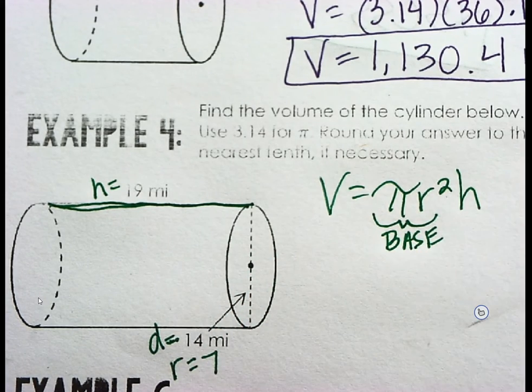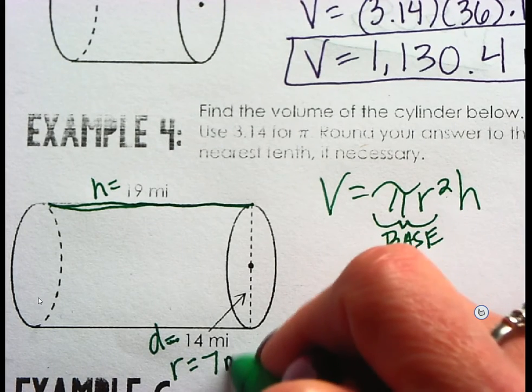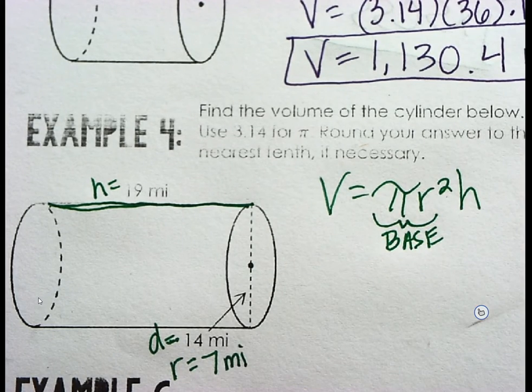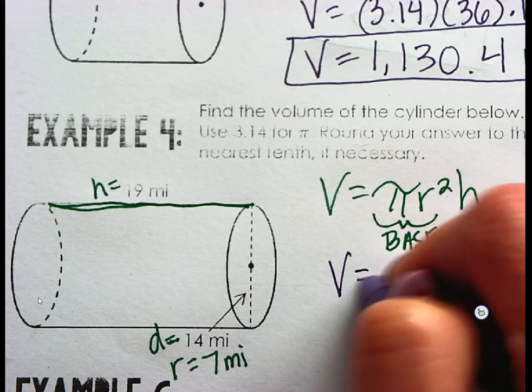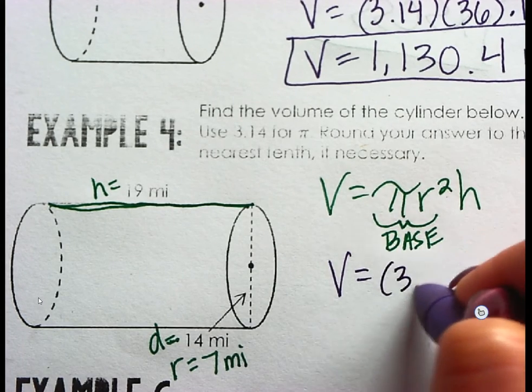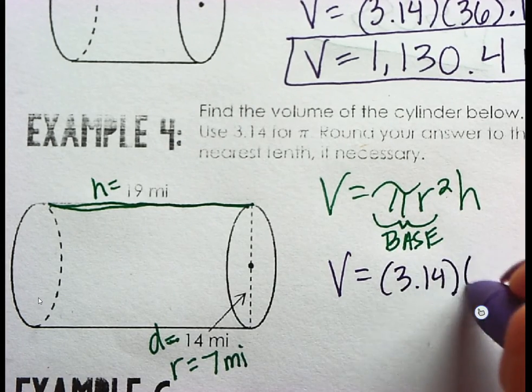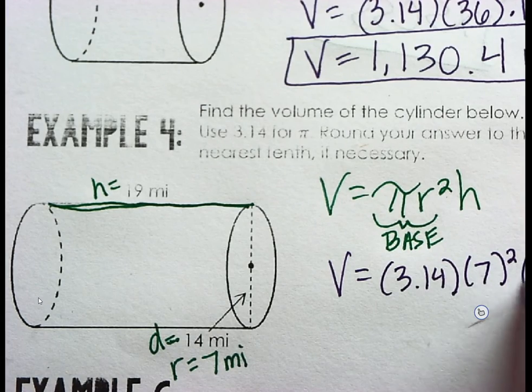And this is a really big cylinder because MI means what? Do you guys know what that is abbreviated for? Miles. So this is a really large cylinder. 7 miles is the radius. So we're going to plug in the numbers. Volume, 3.14 times 7 squared times 19.